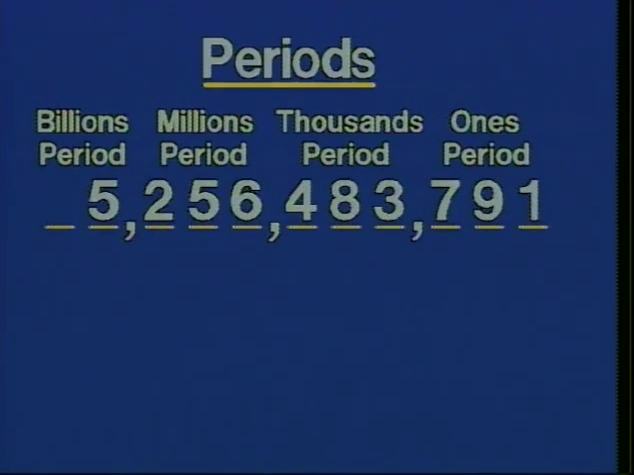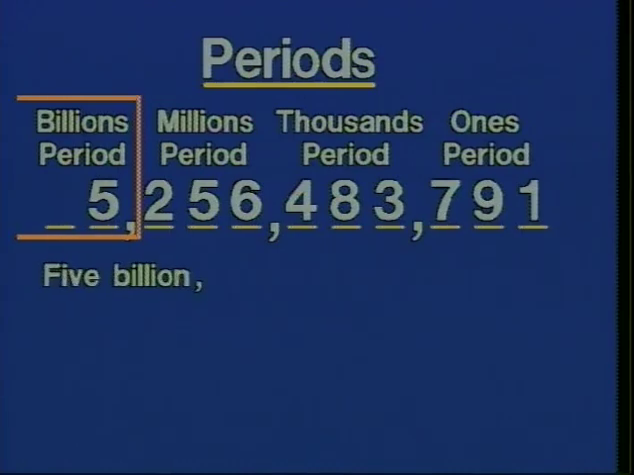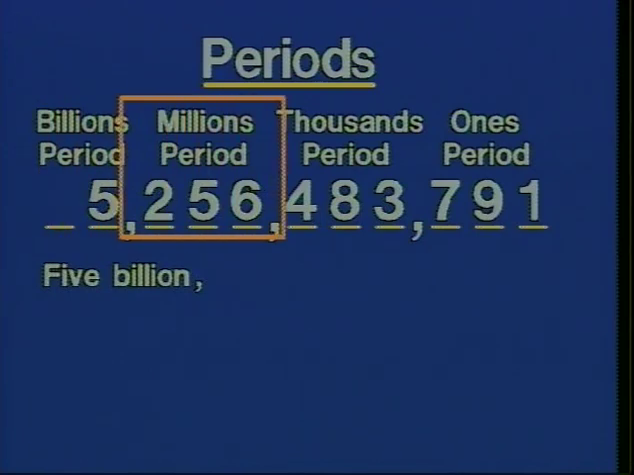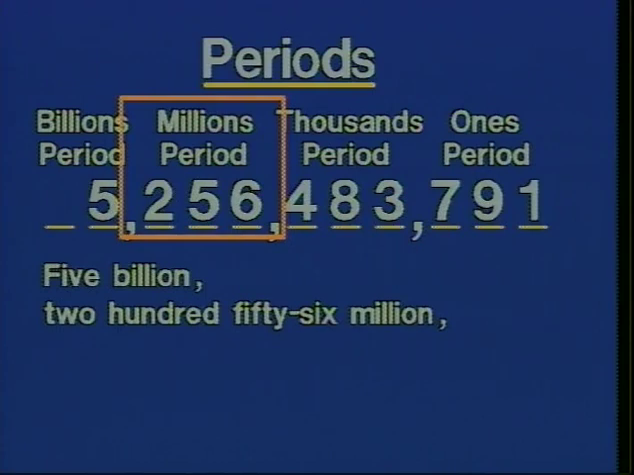Let's take another number. This one is much larger. We'll start with the leftmost period that's in use. This is the billions period. So we name the number, and then we use the name of the period. So the number is 5, the period is billions, so we say this is 5 billion, and then we slide our thinking over to the next period, name the number, it's 256, and then the period name is million. So we say 256 million.